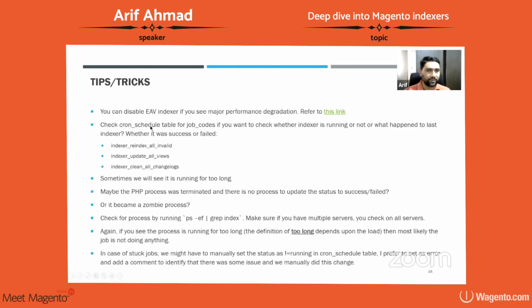There is a table called cron_schedule. If you want to see how your jobs are doing, whether they are running or not running, when they ran, or if there were any issues, you can look into this cron_schedule table against these job codes. If you want to debug further, you may find more detail. Let's say you see them as running, but there is no process running on the server. Then it means it got killed or something happened and it's not doing anything. You can check with ps -ef and grep for the index.